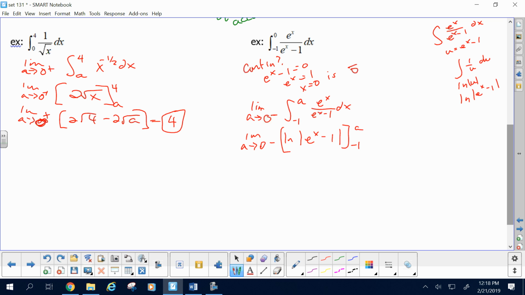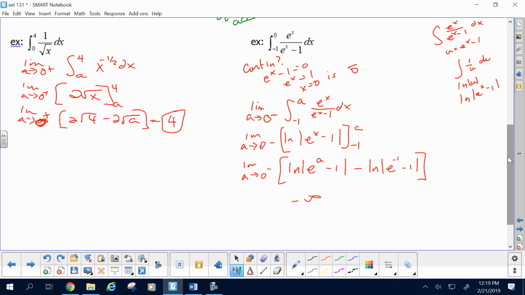So let's see how this goes. I get natural log of e to the a minus 1 minus natural log of e to the negative 1 minus 1. What does e to the a approach as a approaches 0? It's 1, and 1 minus 1 is 0. And so log of 0 is obviously no go, so we need to talk limits now. It's not actually log at 0, it's log of approaching 0. As you approach 0, what does the log approach? Negative infinity.